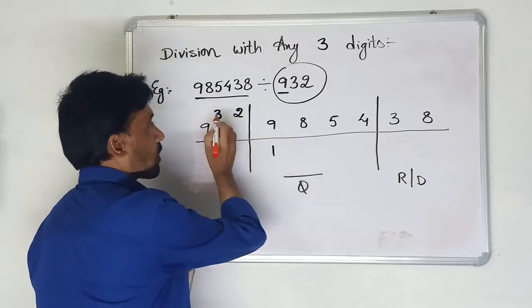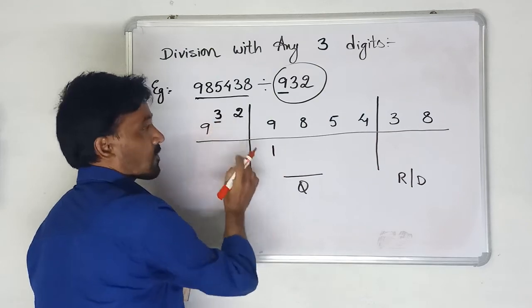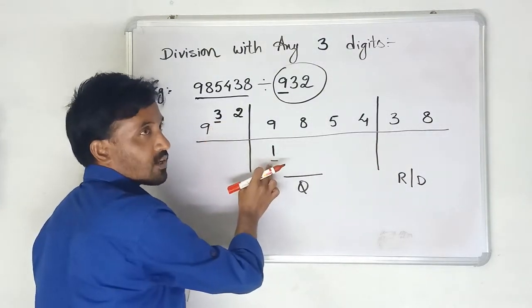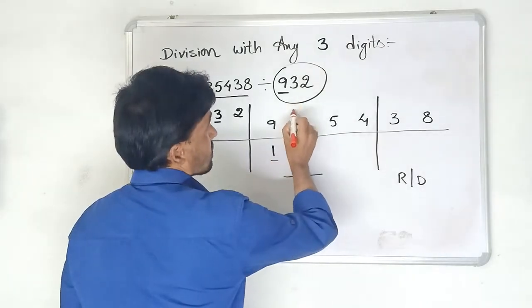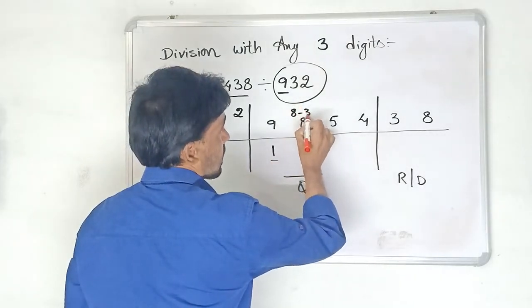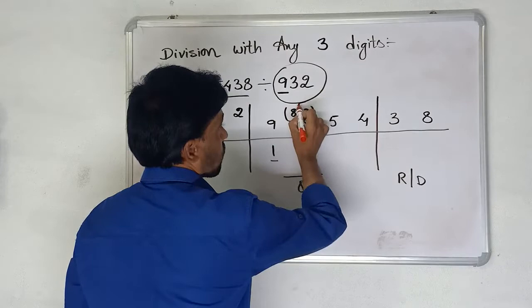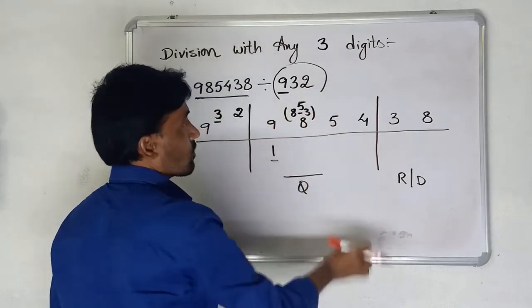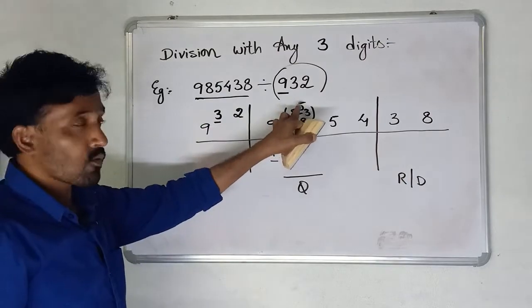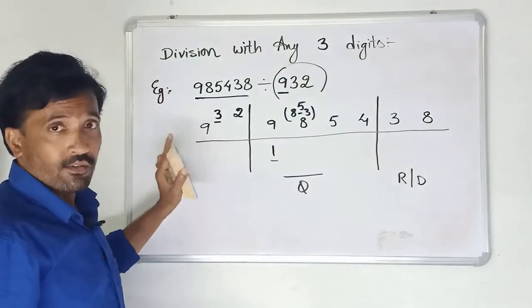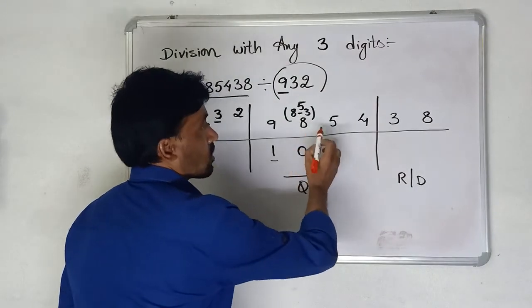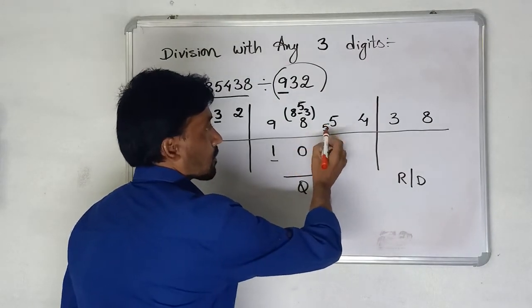Is anything left? No. Now take the suffix's leftmost digit, 3, and multiply with 1, I get 3. Just simply 8 minus 3 is 5. Now here we have 5. Can 5 divide with 9? No. So here I am taking 0, and here I am taking 5.